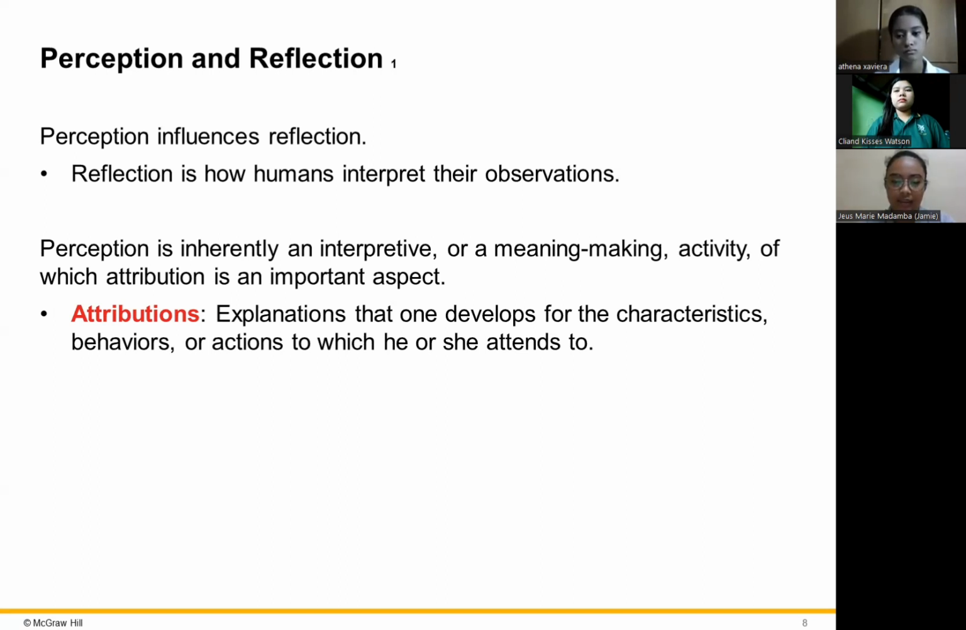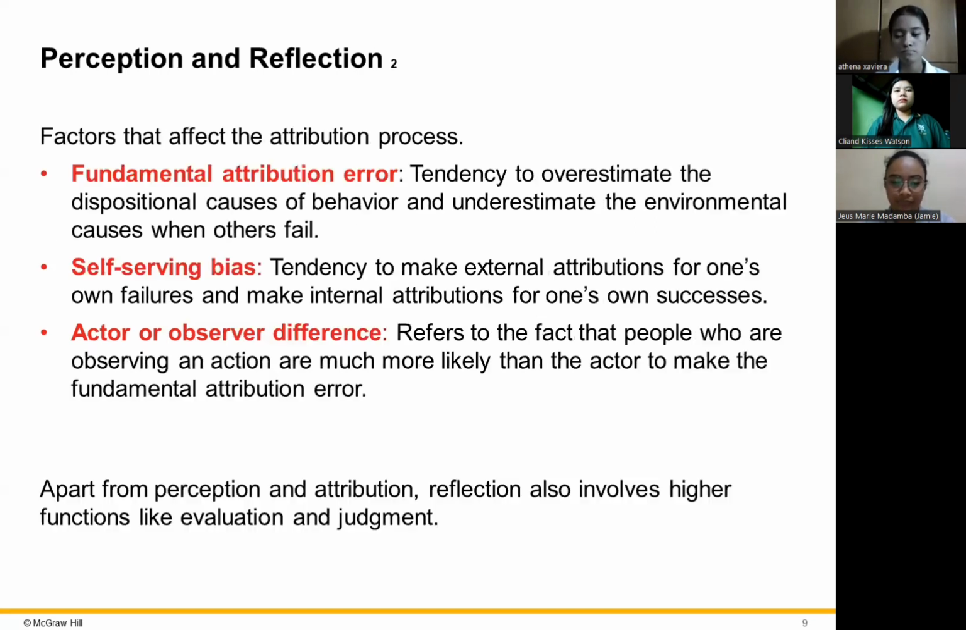Connected to this is attribution, which is an important aspect, as attributions are the explanations that one develops for the characteristics, behaviors, or actions to which one attends. Let us then dive deeper into this aspect, shall we? There are several factors that can affect the attribution process.